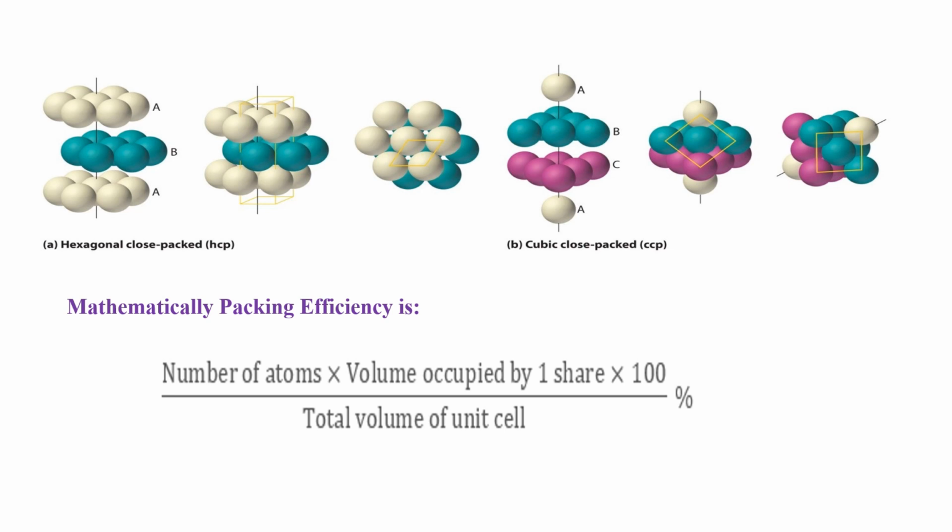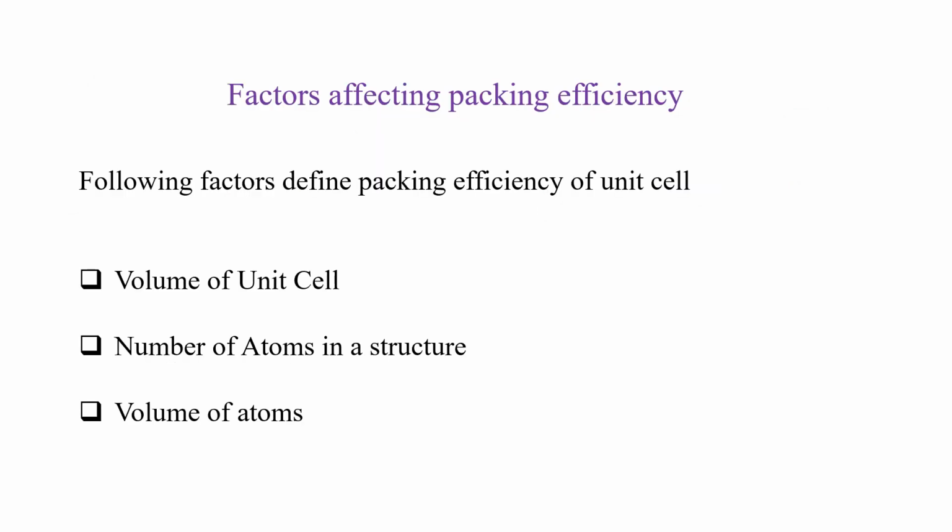Each and every crystal structure has a different packing efficiency, and in this video we are going to see how to calculate it. First we should understand the various factors that affect packing efficiency. The following factors define the packing efficiency of a unit cell: first, the volume of the unit cell; second, the number of atoms in a structure; and third, the volume of atoms. These three factors are mainly important in defining the packing efficiency of a unit cell. This helps you remember the definition, so you can focus on these three parameters.